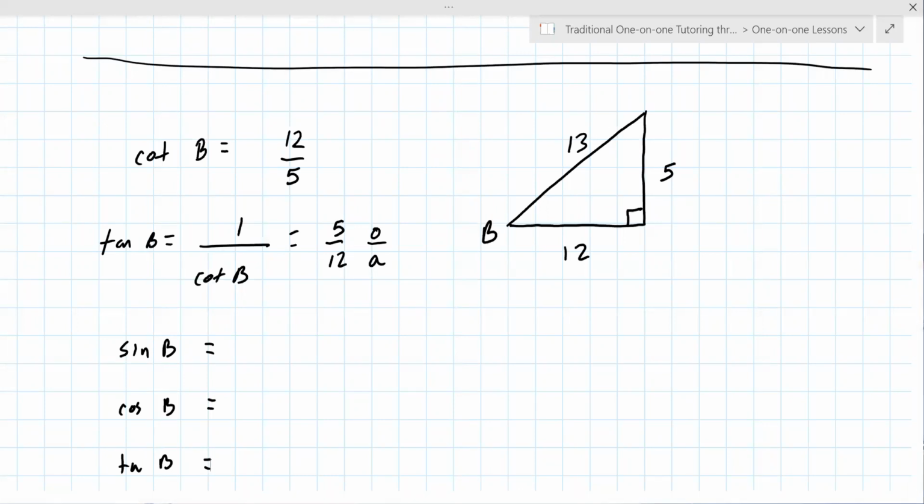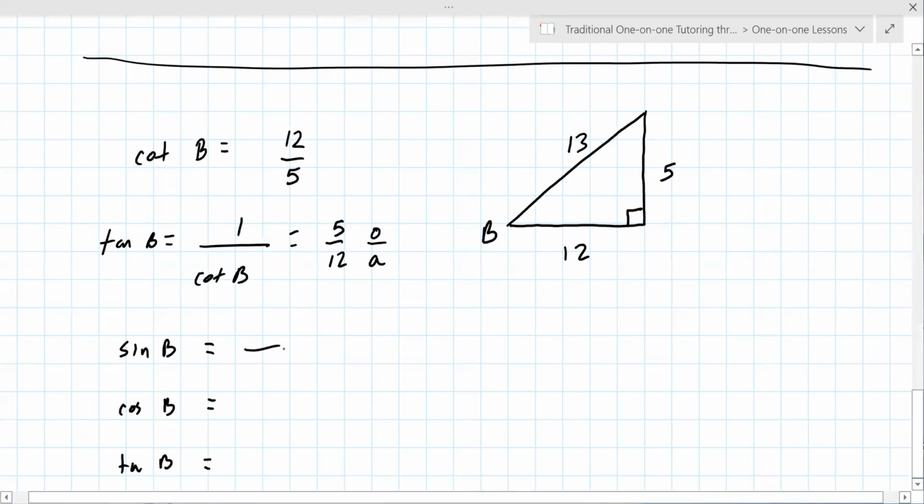Hey, Julia, you're back. Do you have the answers for sine, cosine, and tangent for me? Yes. All right. Tell me what sine is, please. Sine is 5/13. Okay, very good. How about cosine? 12/13. Good. And tangent, we already know, is 5/12. So how about cosecant of B, secant of B and cotangent of B?